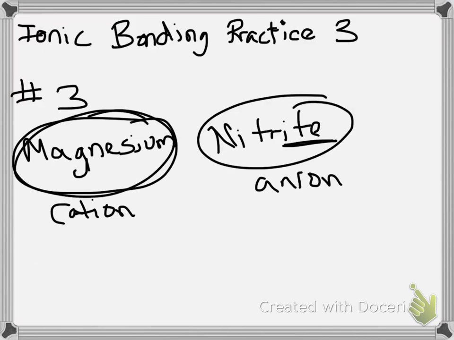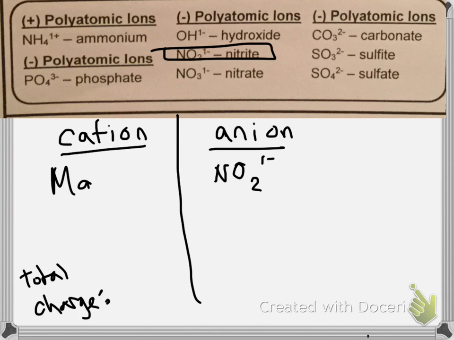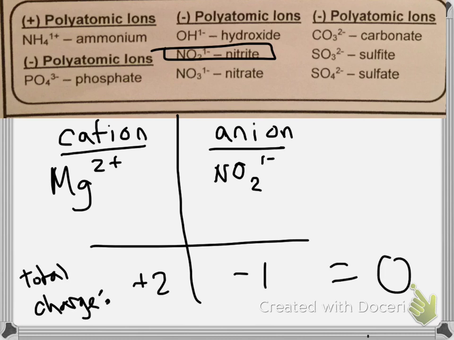cation is magnesium. And when you look at your periodic table, magnesium is in group 2, which means it's going to have a charge of 2+. It's going to lose 2 electrons. So far, our total charges are a +2 and a -1. And we need our total charge to equal 0. Well, 2+ and 1- do not equal 0. In order to get this to equal 0, we need this 1- to be a 2-.